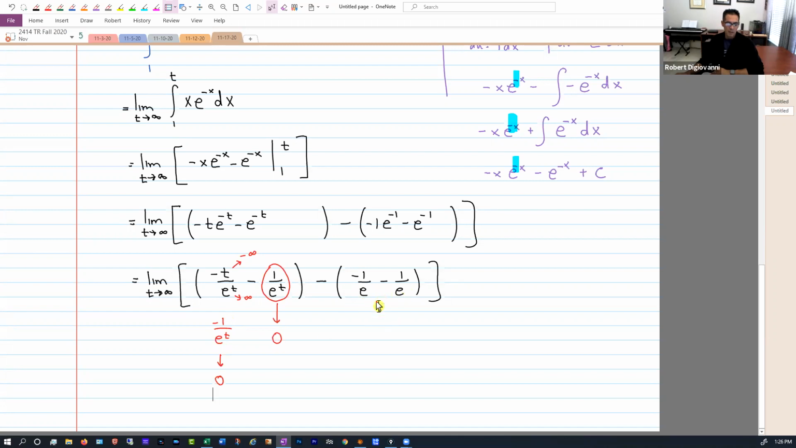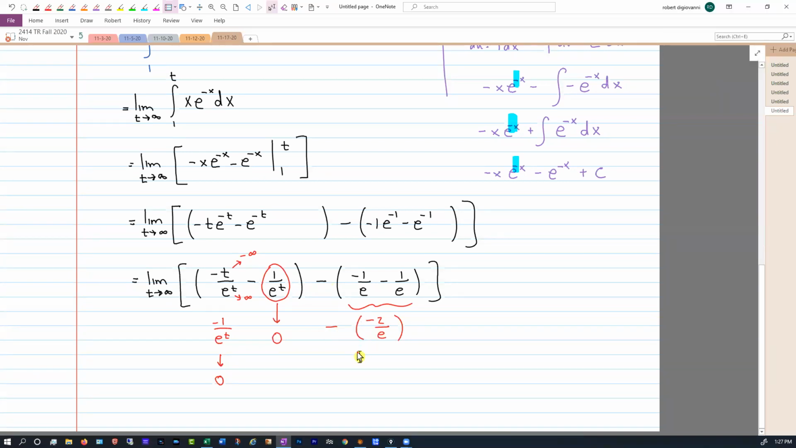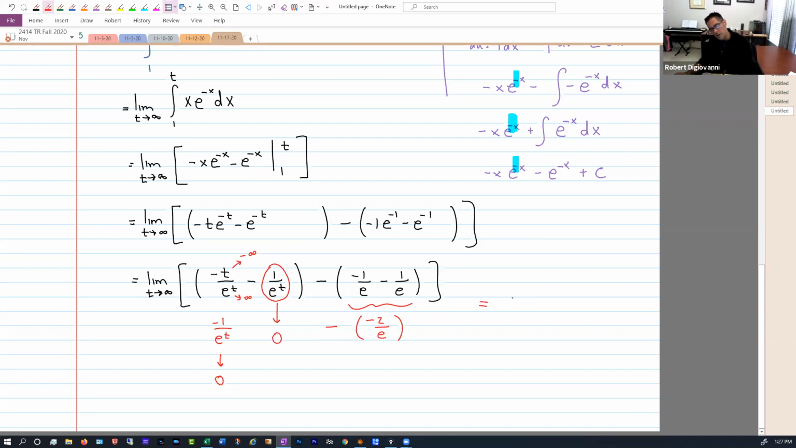And then these, nothing happens to these, right? So what do I get there? Those two together, that's negative 2 over e. But I still had a negative in front, right? And then that together becomes positive 2 over e. So all of this becomes 2 over e. And isn't 2 divided by e a number? So that means it converges, right?